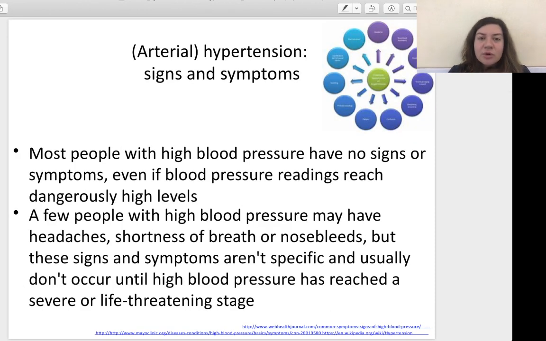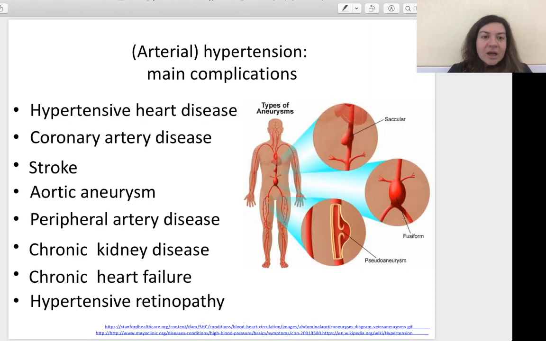Signs and symptoms of hypertension. Most people with high blood pressure have no signs or symptoms even if blood pressure readings reach dangerously high levels. A few people with high blood pressure may have headaches, shortness of breath, or nosebleeds, but these signs and symptoms are not specific and usually don't occur until high blood pressure has reached a severe or life-threatening stage.